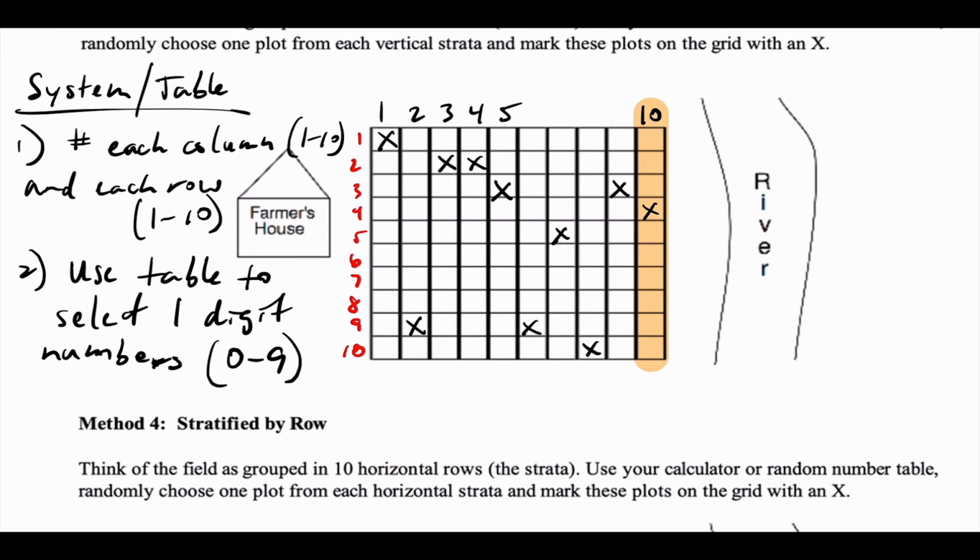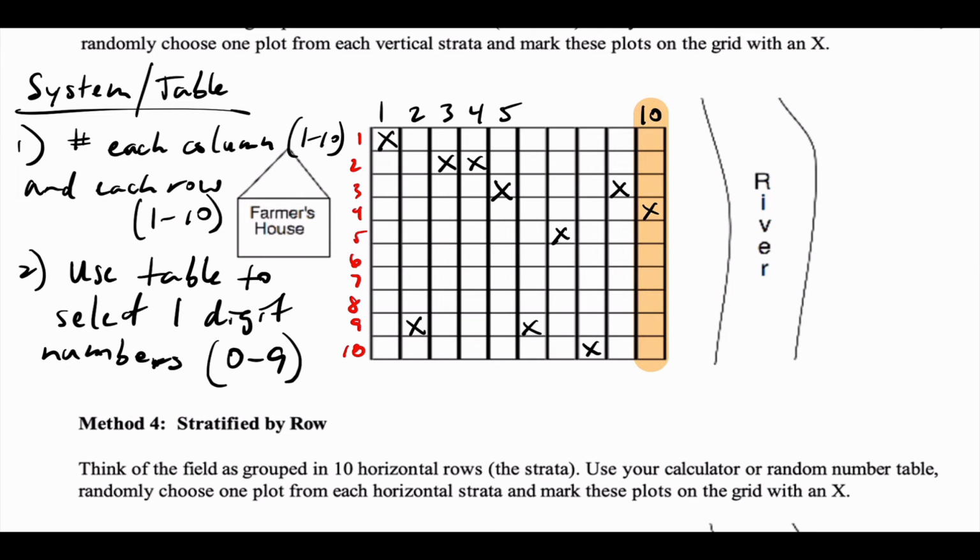So rows 6, 7, and 8 never get chosen. It's random. That happens sometimes. It happens. That's okay. It's not wrong. There's nothing wrong with it. That's just the way it happened.